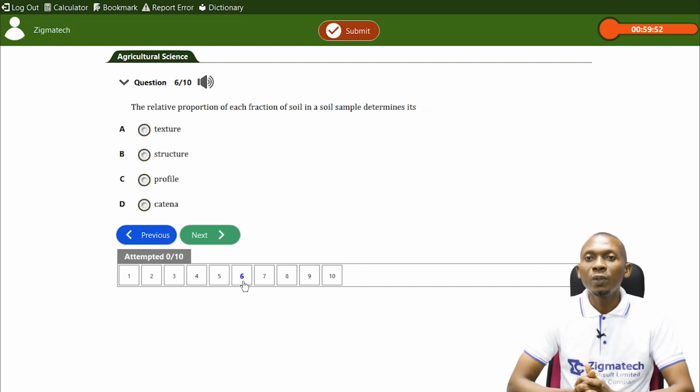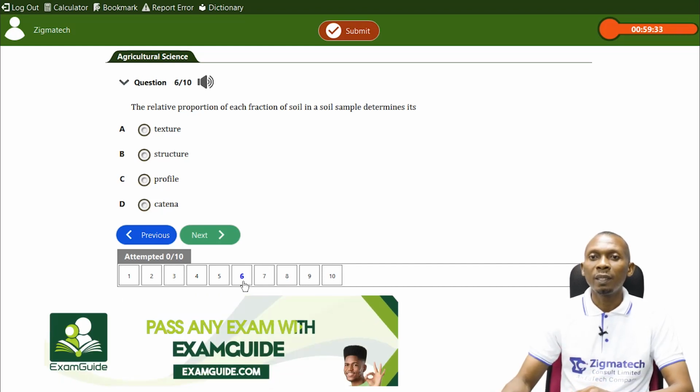This question says the relative proportion of each fraction of soil in a soil sample determines its A. texture, B. structure, C. profile, D. catenary. The answer is texture, which has to do with the relative proportion of sizes of our soil particles. So the answer is A.